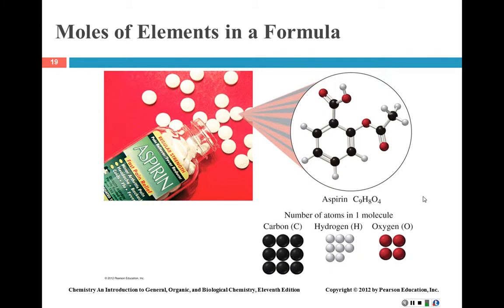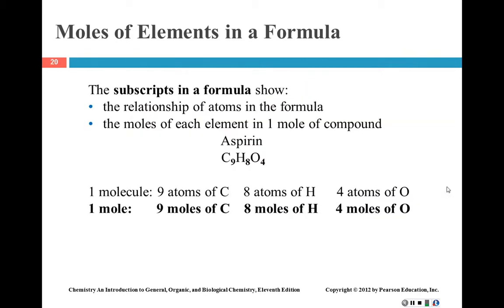So sometimes what we're more interested in, instead of how many molecules there are in a certain number of moles, is how many carbon atoms there are in a formula. In this particular formula, they're showing you that there are 9 carbons, 8 hydrogens, and 4 oxygens in 1 molecule of aspirin. And we're going to see that we can actually use that ratio to work problems to our advantage.